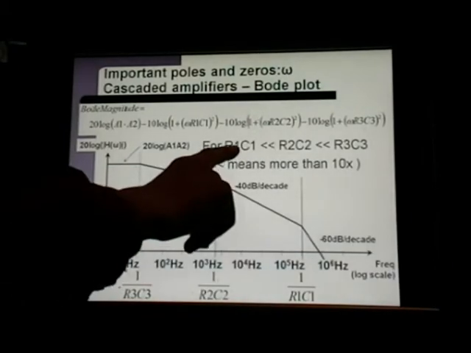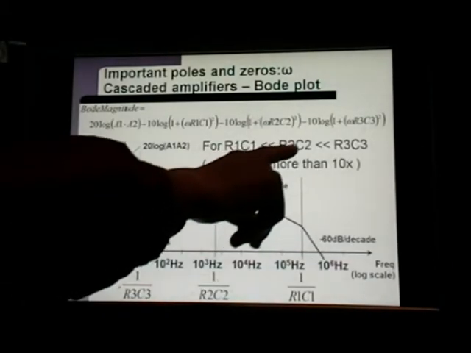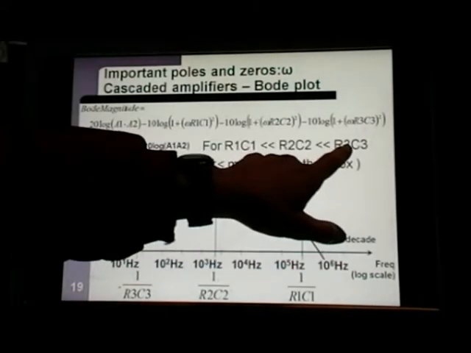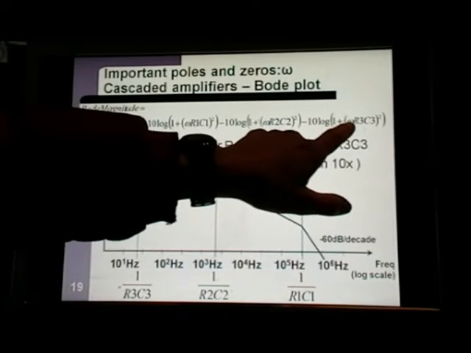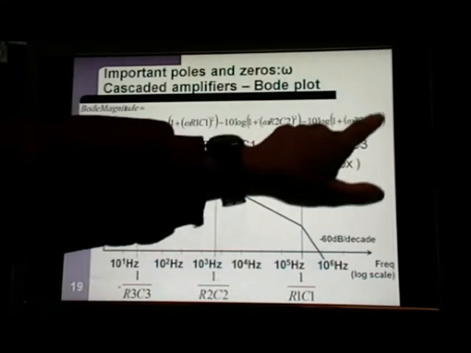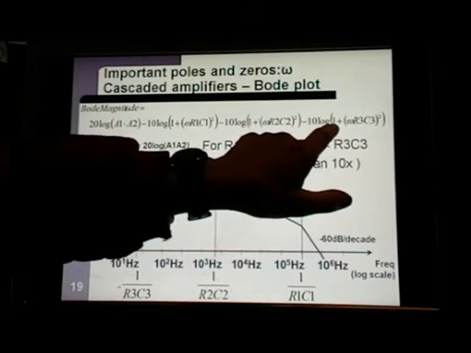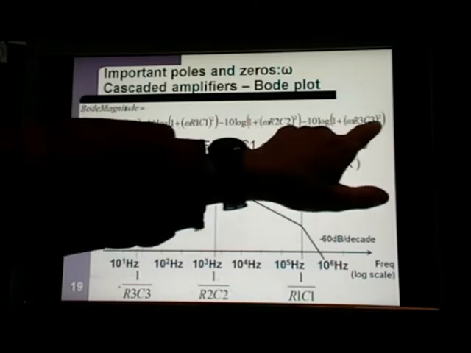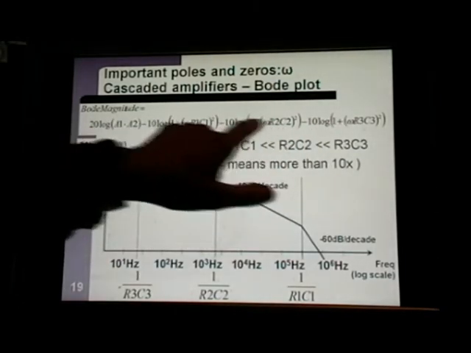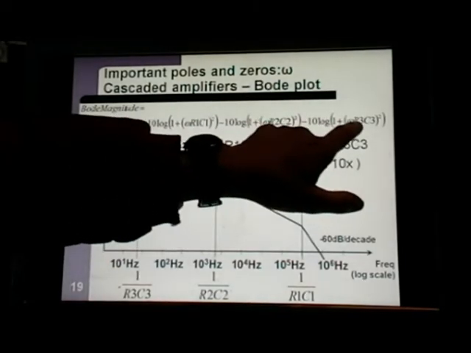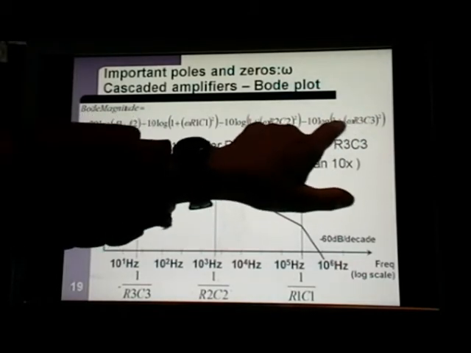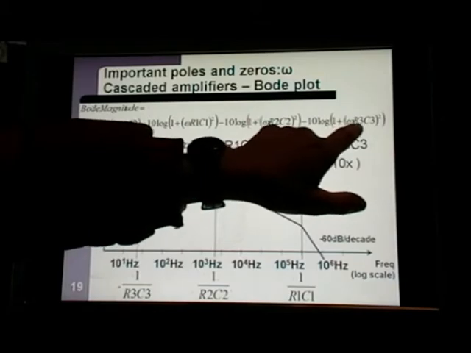Let's say R1C1 is much smaller than R2C2, which is much smaller than R3C3. So this is the biggest one right here. That means for a smaller omega, this term right here starts to compete with 1. It becomes on the order of 1 before either of these do. So this becomes on the order of 1 when omega equals 1 over R3C3.